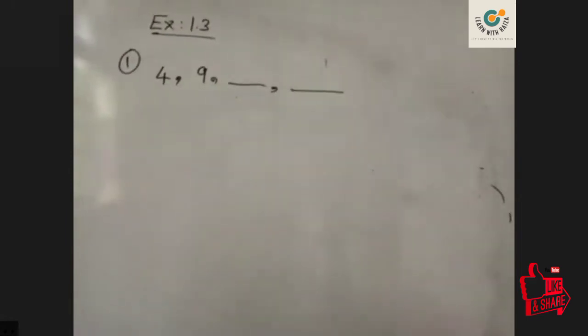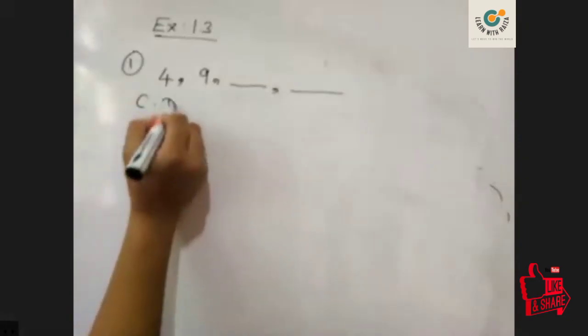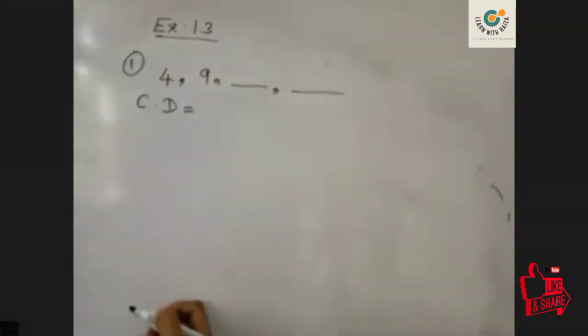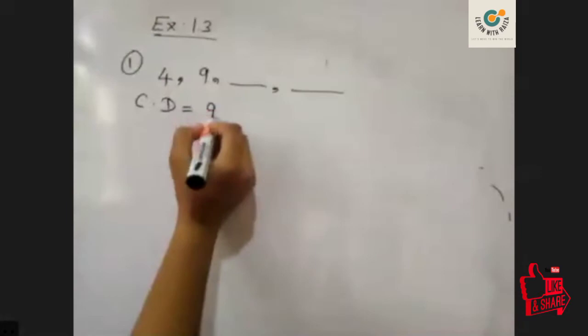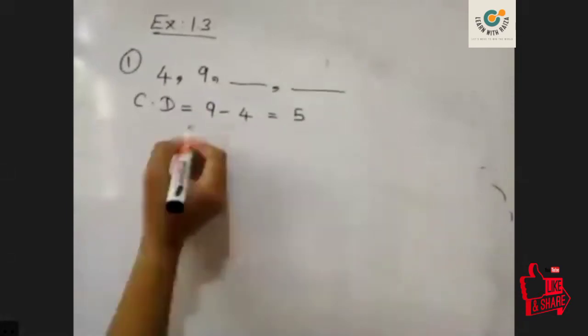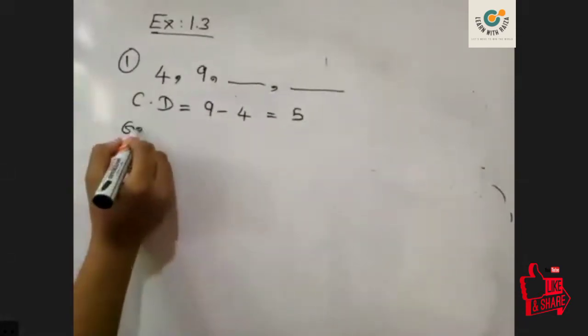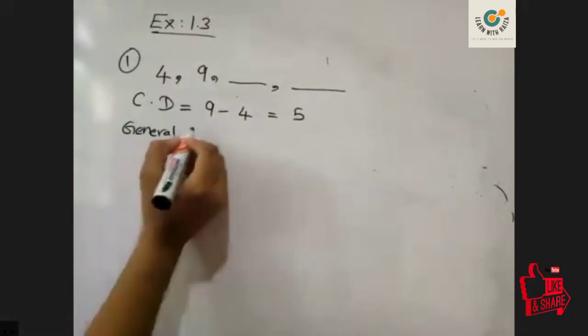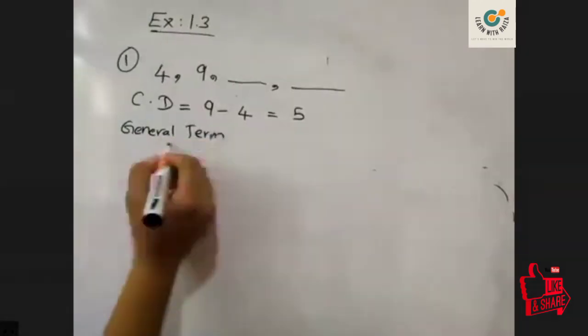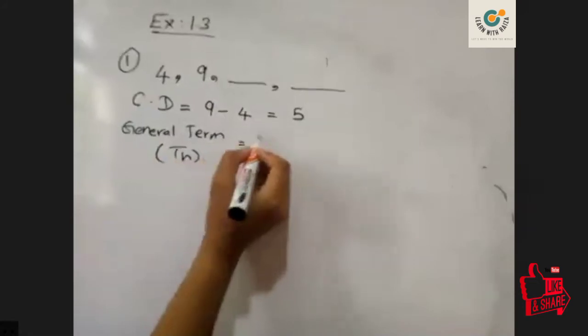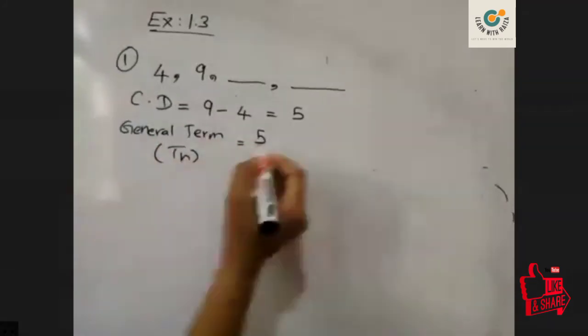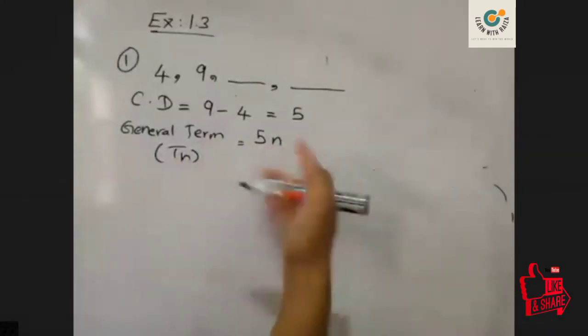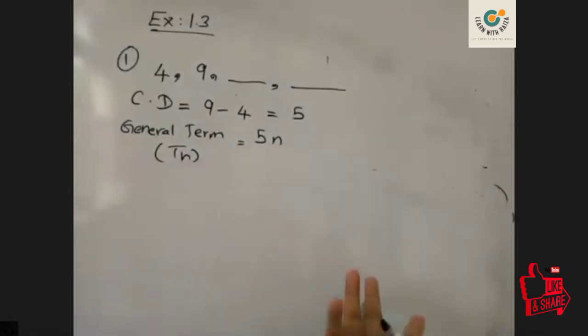Yes. Look at this common difference. The common difference can be found, right? 9 minus 4, you're getting 5. That's the common difference. Now we will form a general term. The general term is Tn. So I can write 5, nth term means 5n, and minus or plus something, we don't know.